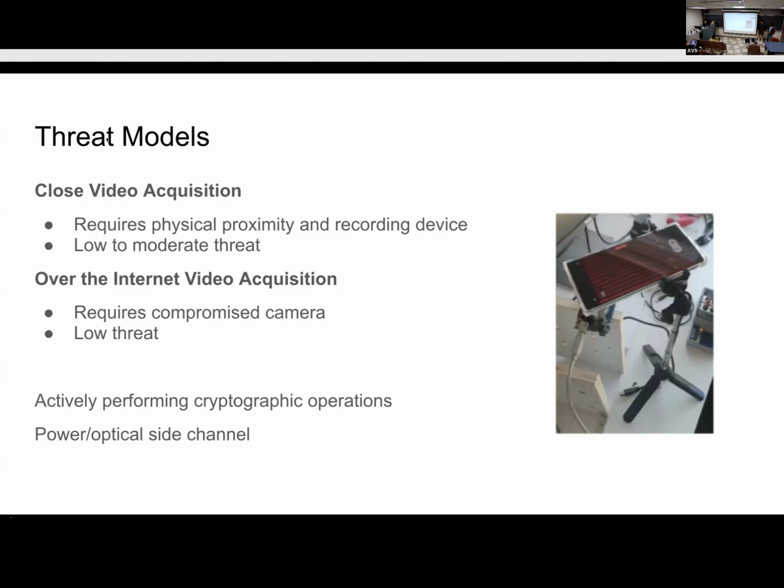Another caveat to both of these is that the device has to be actively performing cryptographic operations. Like before, when we were talking about card keys, it has to be performing those cryptographic operations when you're recording. And then we classify this as a power and optical side channel. Power because we're trying to measure the power of the system or the target.